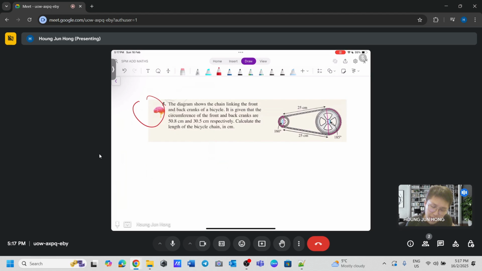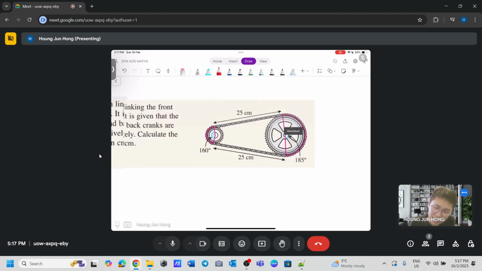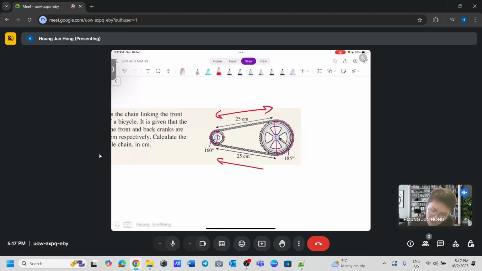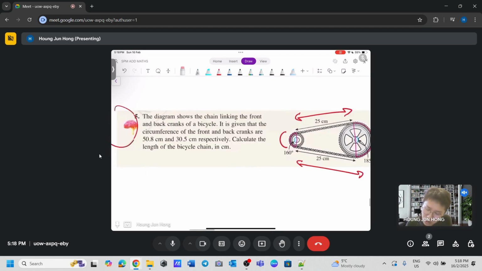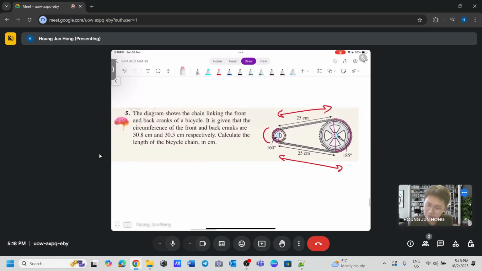So there's a chain, and essentially the chain is not hard. Just this one plus this one, like this. I think it should also give you the circumference already for the front end. Oh my god, this is so easy. Yes, they already give you the circumference, the smaller one, the bigger one, and that's it. Just plug all the numbers in.